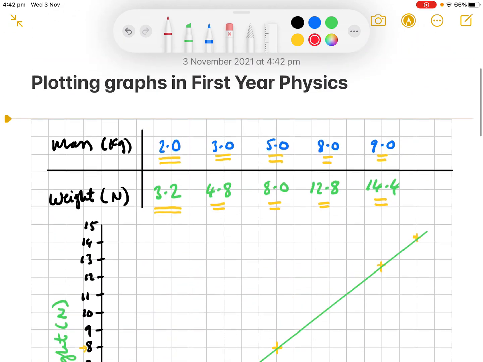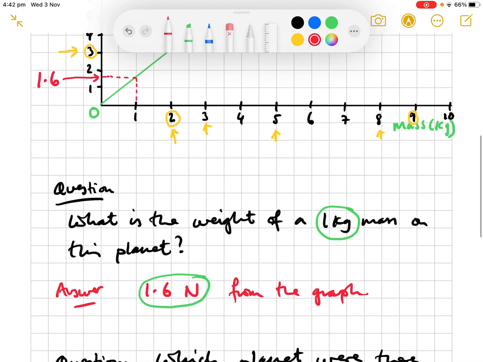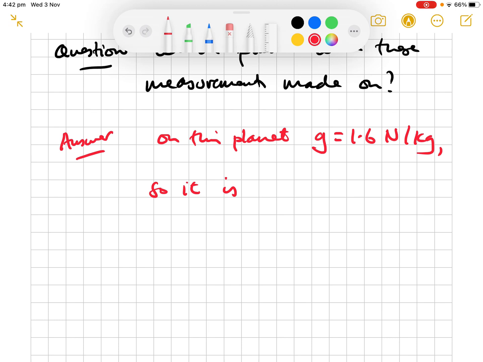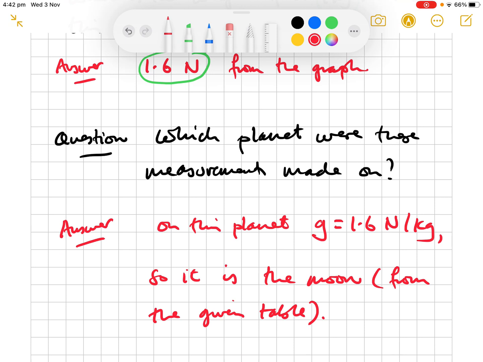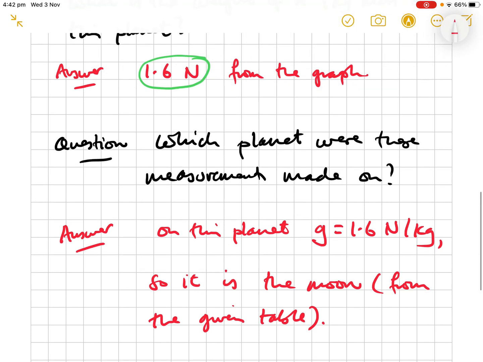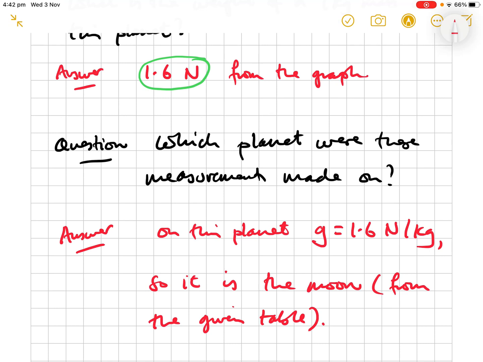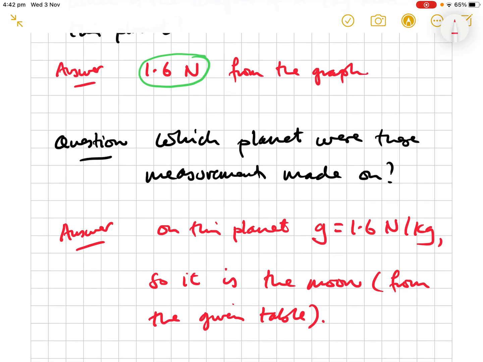So if we go back to our table, and you'll always be given a table of gravitational field strengths. I haven't got it here, but you will have seen them. And when you look up your table, you'll find that we're on the moon. And that's from the given table. I don't have the table in front of me here, but you would be able to look it up. So that's how you do graph plotting in first year physics.